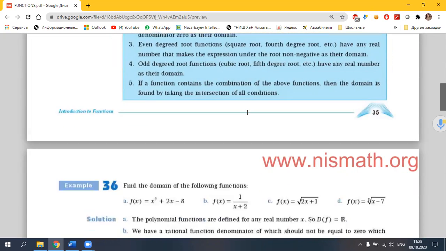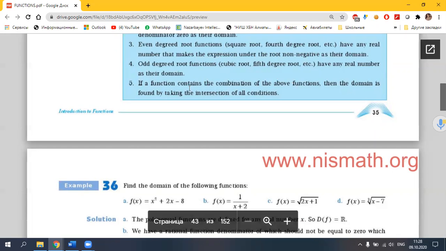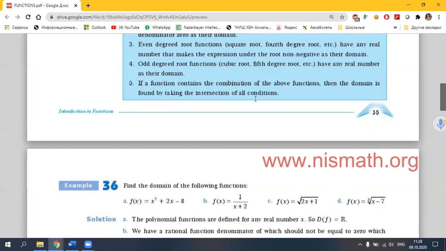If a function contains the combination of the above functions, combination, комбинация. Егерде бірнеше функцияның комбинациясынан құралған функция болса, жаңағыдай система болса, жүйе, онда не істейміз? Қиылысуын аламыз ғой. Қиылысуын intersection деп айтамыз. Intersection of all conditions.